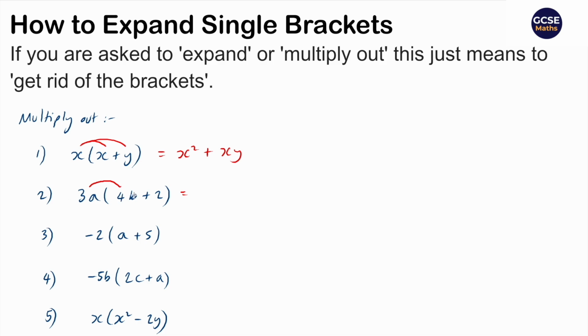So the signs are both positive, so we don't put a plus here in this case. 3 times 4 is 12. A times B is AB. Do the outsides, both positive, so that's a positive. 3 times 2 is 6, and that is just 6A.